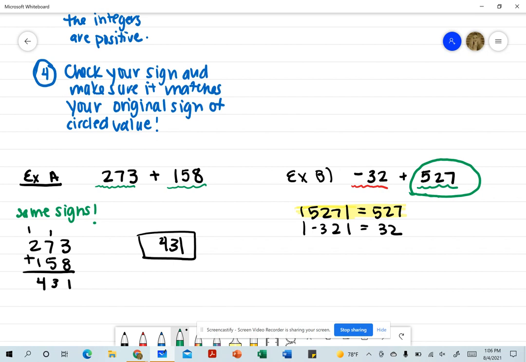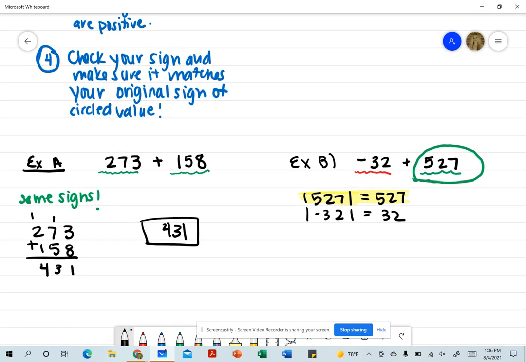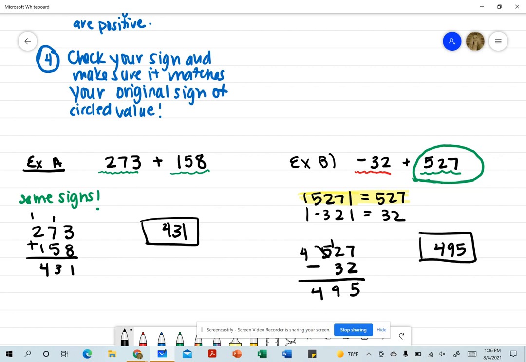Why is that important? Because that means my answer will be positive, right? I have more positives than negatives, so I'm going to end in the positive. That's all it is. All right, so now we subtract. Well, which one's bigger? The highlighted one's bigger, so I do 527 minus 32. 7 minus 2 is 5. 2 minus 3 I can't do. I got to borrow. 12 minus 3 is 9. 495. So my answer is 495. Now, is it positive 495 or negative 495? It's going to stay positive 495 because I had more positives to begin with, or positive 527.